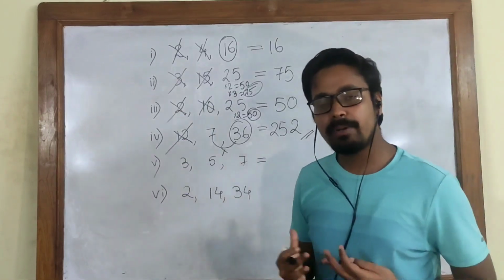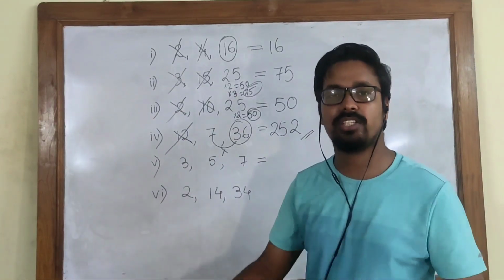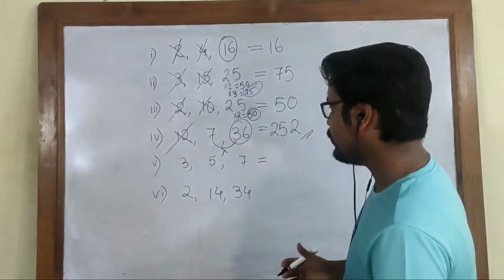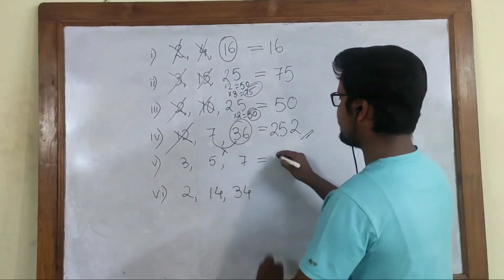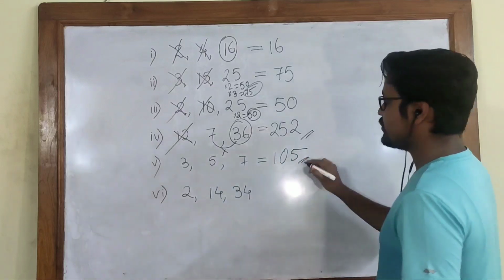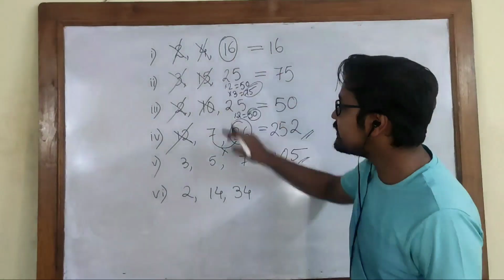In case all the numbers are prime numbers, you just have to multiply and it is all known to you. 3, 5 and 7 are prime numbers. So 3 5s are 15, and 15 5s are 105, and 105 is the LCM. So that is how you solve.